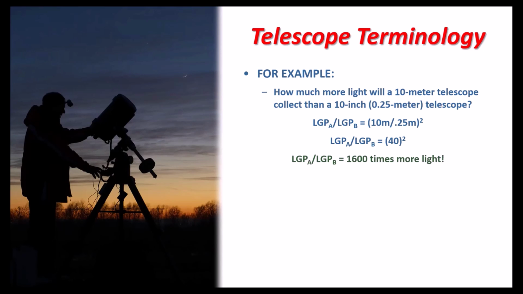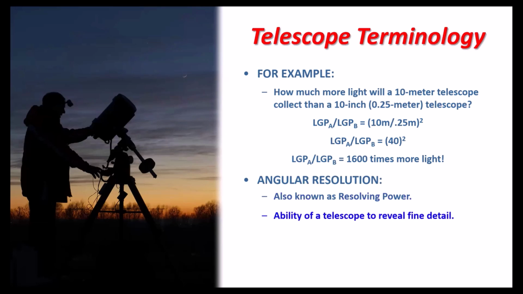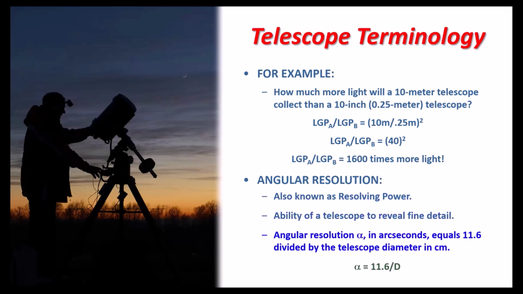Now, another important term related to aperture is angular resolution. Today, we're familiar with resolutions in terms of cameras and TVs and stuff like that. But angular resolution is also known as resolving power, at least for telescopes. This is quite simply the ability of a telescope to reveal fine detail. So aperture is also related to angular resolution. The angular resolution, alpha, in arc seconds, is equal to 11.6 divided by the diameter in centimeters. You can express it in inches too, but then this number changes.